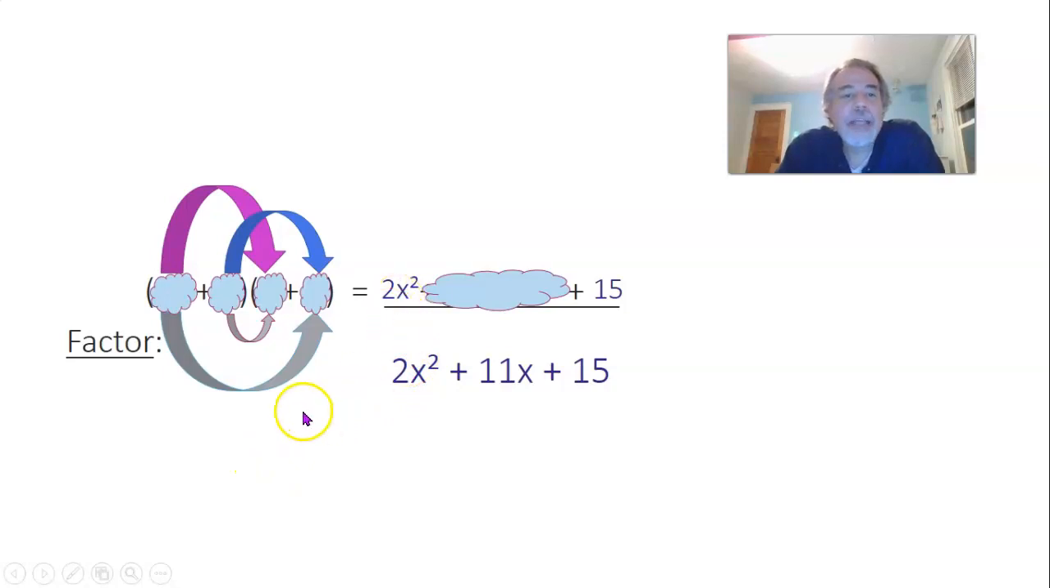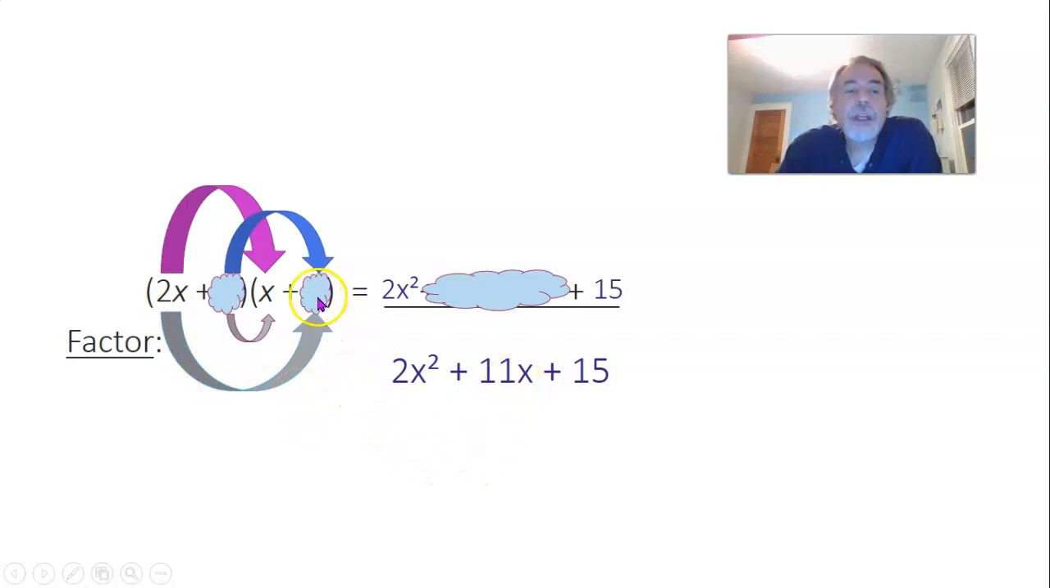So to get the 2x squared, we would have to have a 2x times an x. That's how we know what the first terms of the binomials have to be. And to get the 15, the numbers that go here and here have to be numbers that multiply to 15. Like a 5 and a 3, or could be a 15 and a 1. We don't know for sure until we check the outside and the inside and figure out how to get those to add up to 11x.